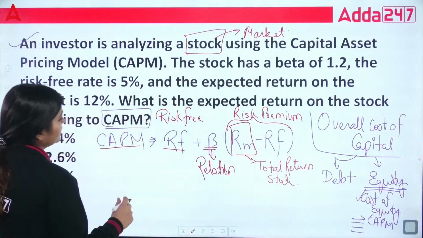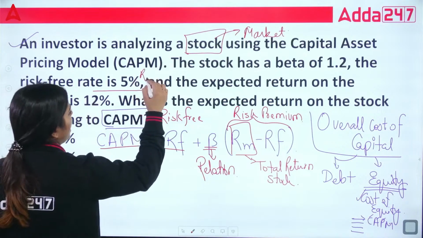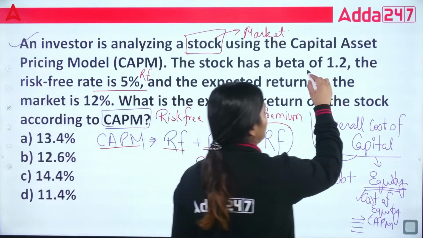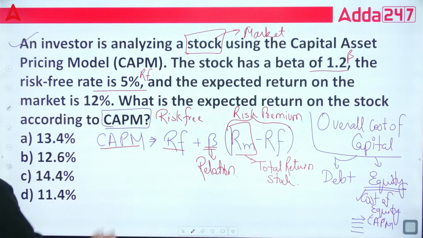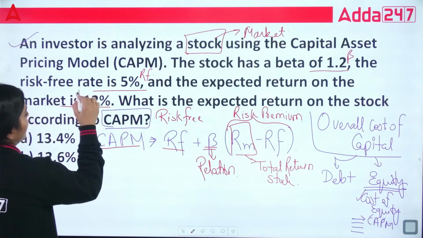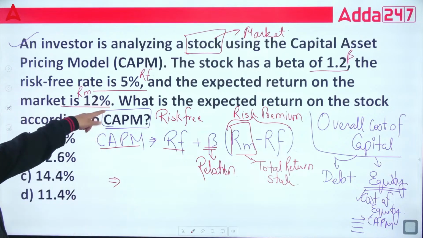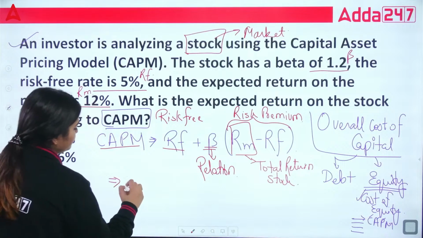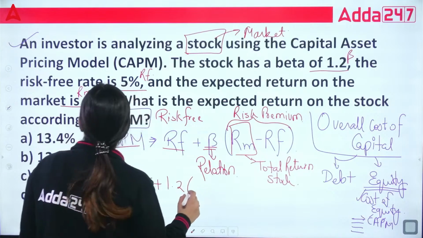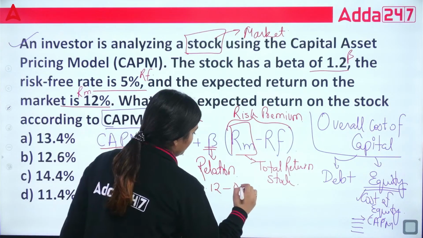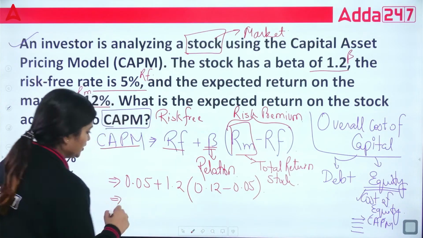Chaliye. So what is your risk-free rate? Your risk-free rate is 5%, this is your RF. What is your beta? Beta is 1.2. And apart from this, we have the expected return on the market, that is 12%, this is your RM. So we have three inputs. Let's solve this question with the formula: RF, that is 0.05, plus beta 1.2, times market 0.12 minus RF, that is 0.05.